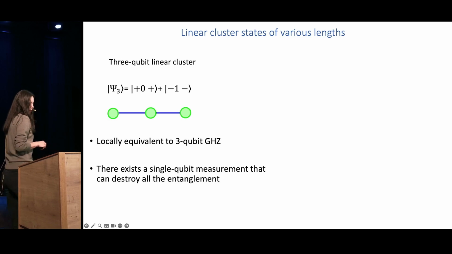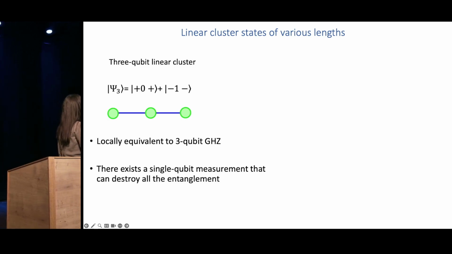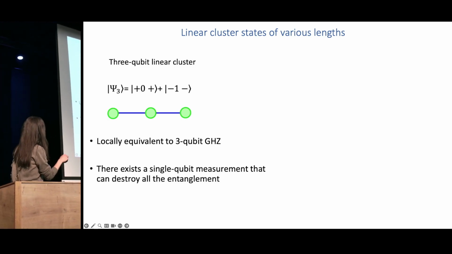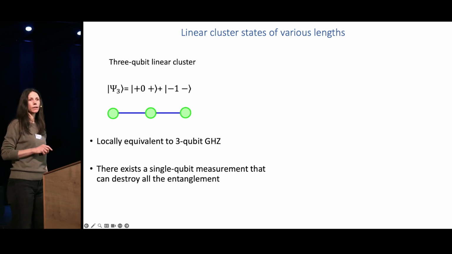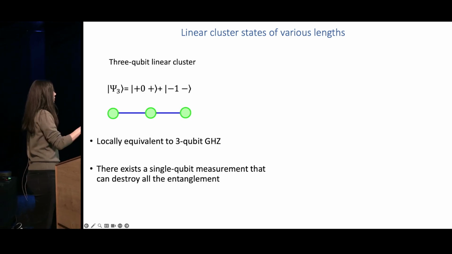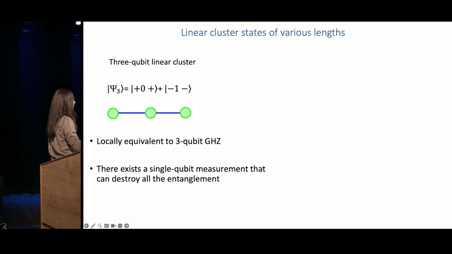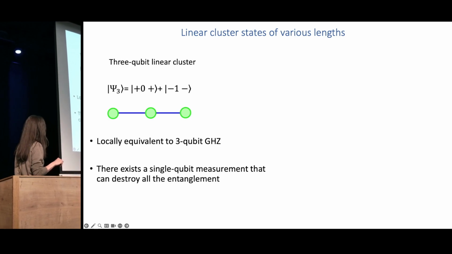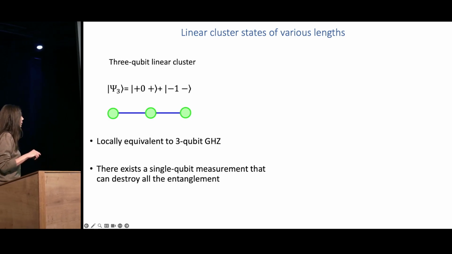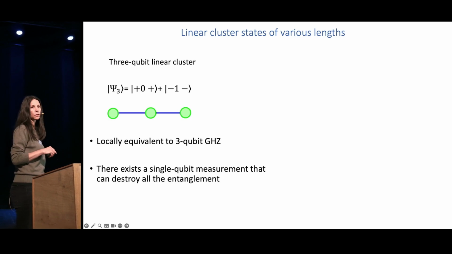Now let's look at linear cluster states of various lengths. We saw this example. This is in fact locally equivalent to a 3-qubit GHZ state. So this is the same class as GHZ states. And both, of course, for this state and GHZ state, there exists a single qubit measurement that destroys all the entanglement.